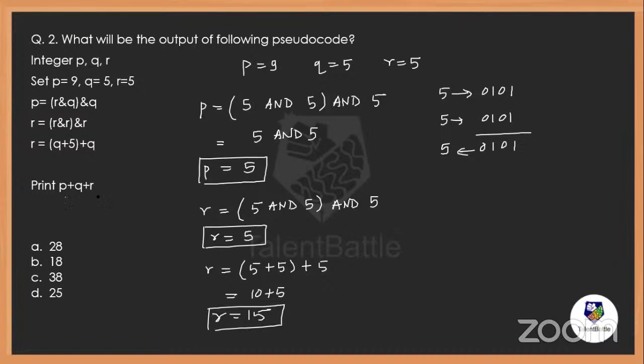And now what we have been asked: print P plus Q plus R, right? So P plus Q plus R: value of P is 5, plus value of Q is 5, plus value of R updated is 15. So the final answer will be 25. Yes, option D again. Let's move to the next question.